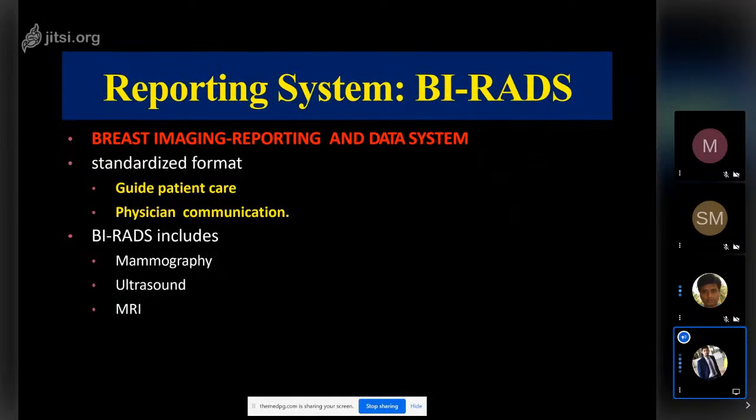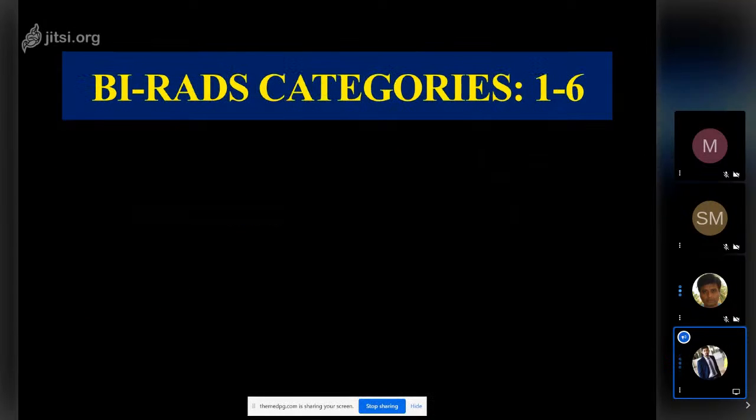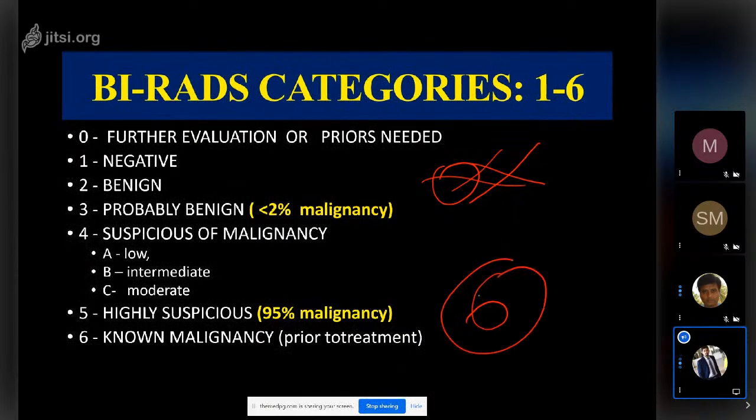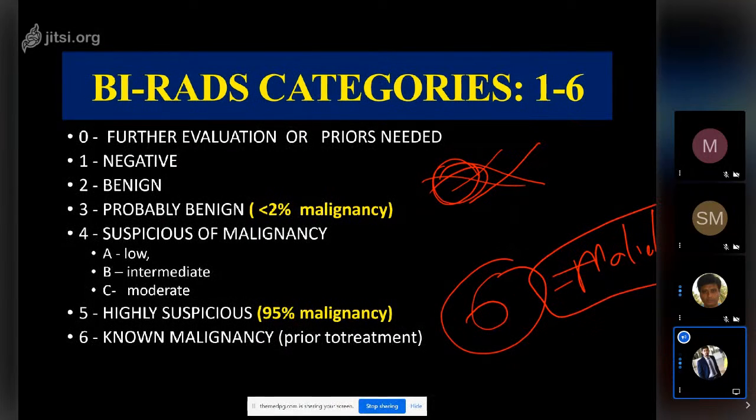But what does BIRADS stand for? If I give a score of 0, that means it needs further evaluation. It's of no use reading this. If I give a score of 6, that means it's already a known case of malignancy. A biopsy is already proven. We don't have to report BIRADS as such. So that is the 6, and this is 0. 0 means it is incomplete evaluation. Mammography is not enough to diagnose the disease. So that is 0 and 6.